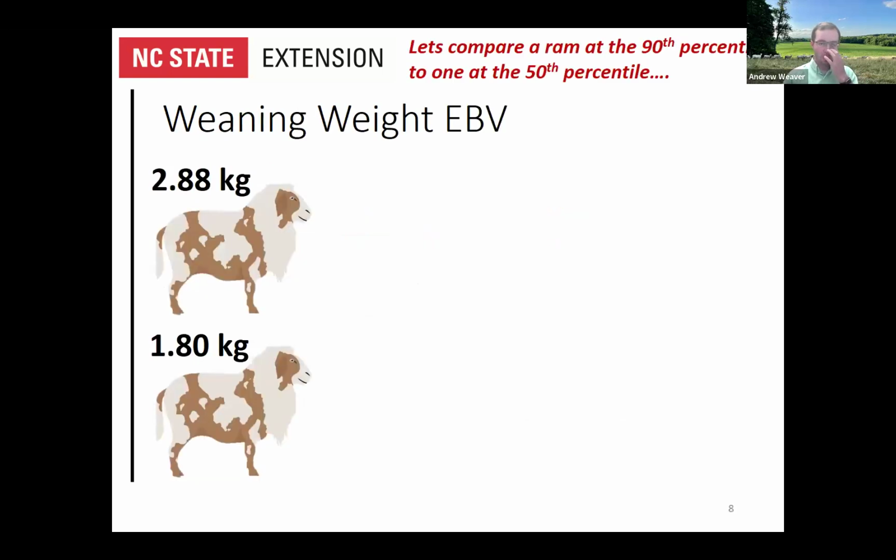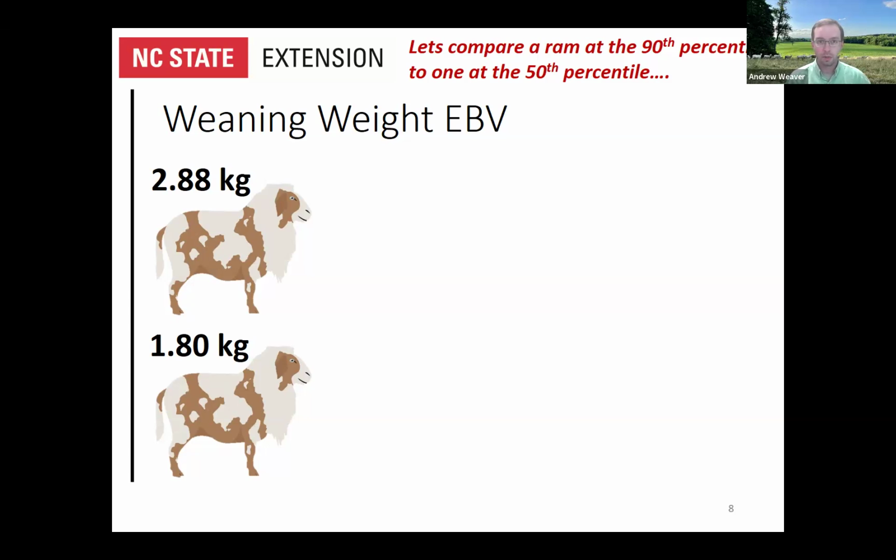And so let's just compare, and we're going to walk through a few examples of comparing a ram that's at the 90th percentile, so the top 10% of the breed for that particular trait, relative to one at the 50th percentile or breed average. And so if we look at the weaning weight EBV, a ram that would be in the 90th percentile for weaning weight EBV in the Katahdins would be 2.88 kilograms. Their EBV would be 2.88, compared to a ram at the 50th percentile that would be 1.8 kilograms. That's their own individual genetic merit for weaning weight, or weight at about 60 days of age.